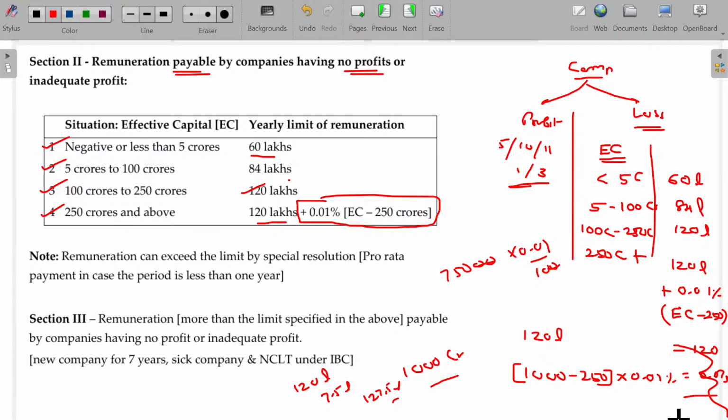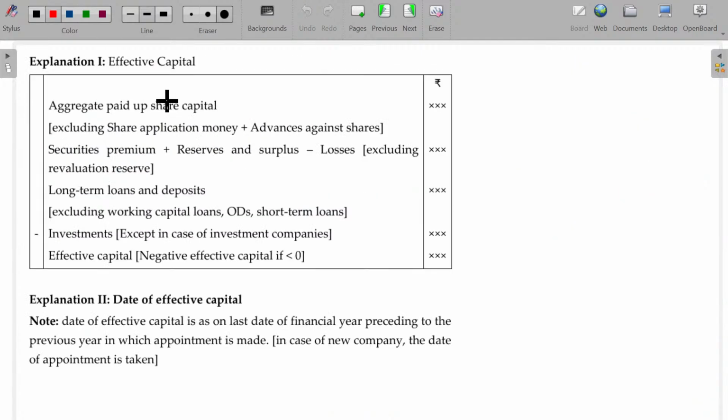So what is called effective capital, sir? What is called effective capital? Effective capital means aggregate paid up share capital, excluding share application money pending allotment and advances against the shares, but you have to add securities premium, reserves and surplus minus loss.